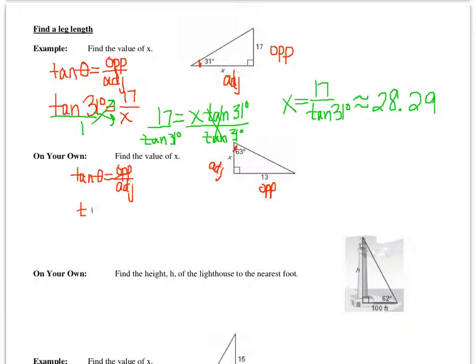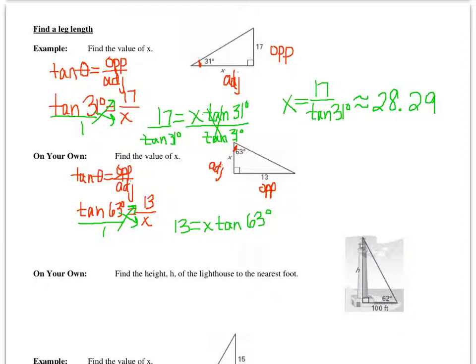So the tangent of my angle, 63 degrees, equals my opposite side, which is 13, over my adjacent side, which is x. So I set up my problem. Now I'm going to turn both sides into a fraction so I can cross multiply. So my left side, I just need to put it over 1. So cross multiplying, 1 times 13 is 13, equals x times the tangent of 63 degrees.